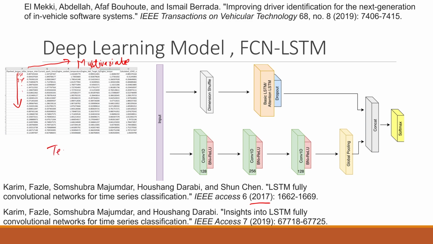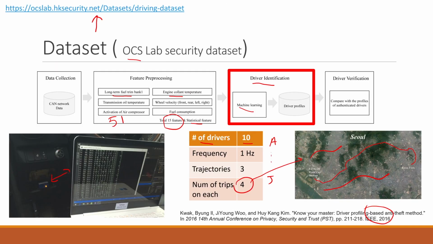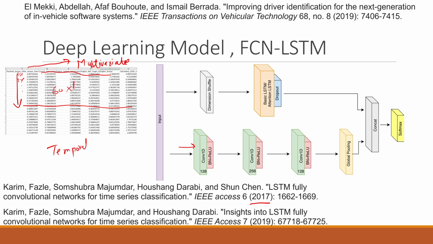To grab both, for temporal data they use convolution operations. So for example, if I get the first 60 rows, and I have 15 features, previously I've used 15 features, right? So 60 into 15 will be my input size. Using the dimension shuffle, we will get 15 into 60, right?